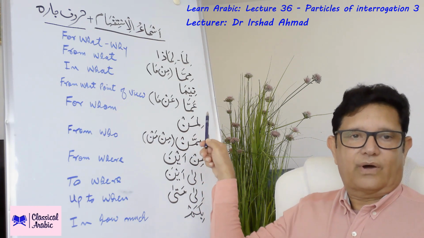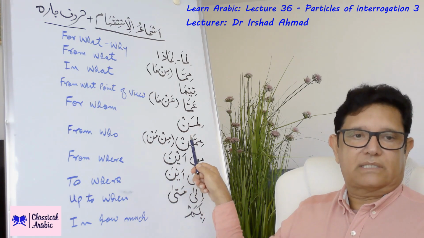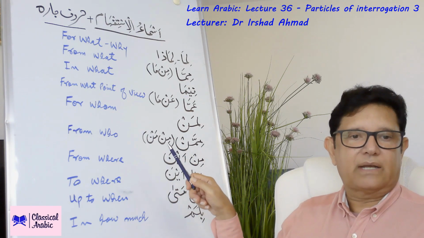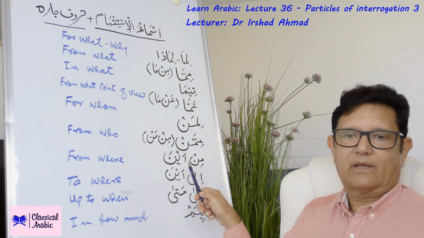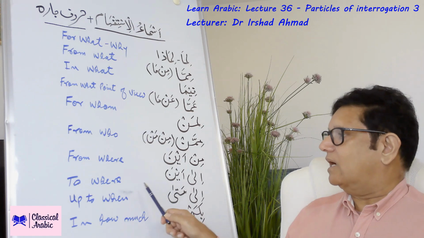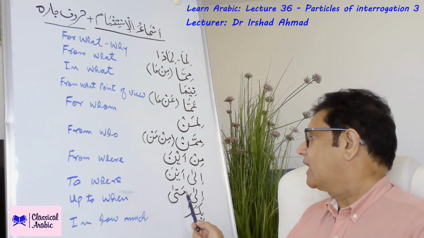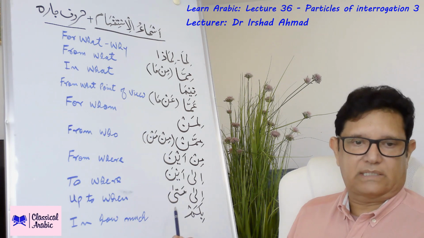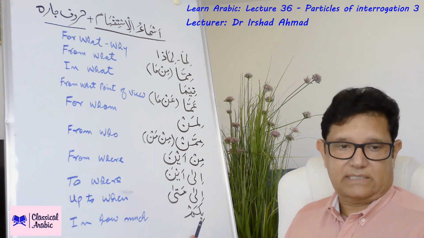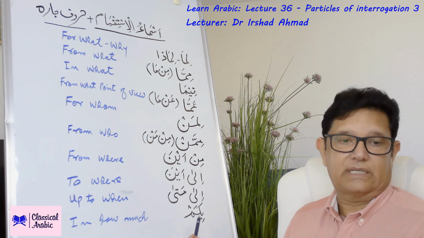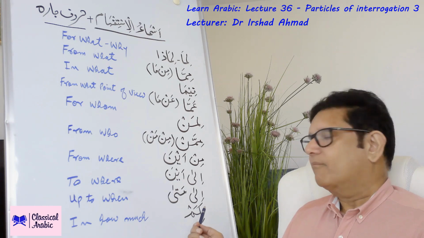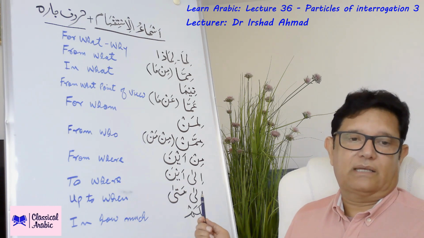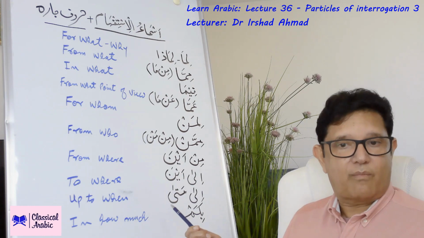Liman, for whom. Mimman, which is min man, from who. Min, from, man, who. Min aina, from where. Ila aina, to where. Ila mata, up to when. And become, in how much. Come is how much, and ba, when we prefix that with this harf jar, that becomes in how much. Ba usually means with. So with how much, in how much. So if you want to ask the price of something, you will say become. In how much is that?